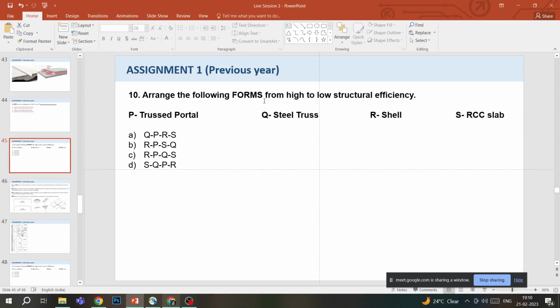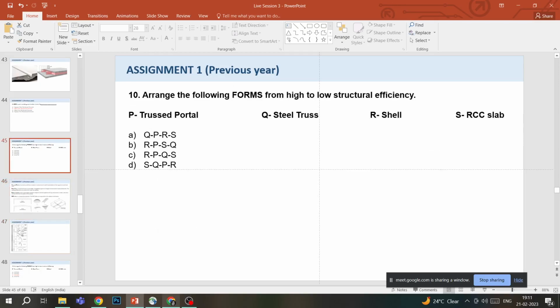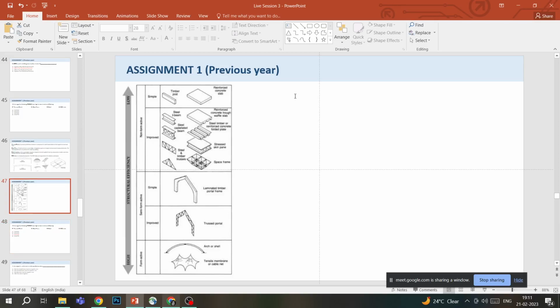Now coming back to our question, we have to arrange them from high to low. So we have 4 points now. P is trussed portal, Q is steel truss, R is shell, and S is RCC. Now we know that shells have the highest efficiency because they belong to form active. So R would be the first one. Then we just learned that trussed portals are improved, so they have better structural efficiency. Then P would be next. Then trusses have good structural efficiency. That means Q would be next, and then the last one would be the RCC slab. So the answer is RPQS, arranged from high to low structural efficiency based on this specific figure.